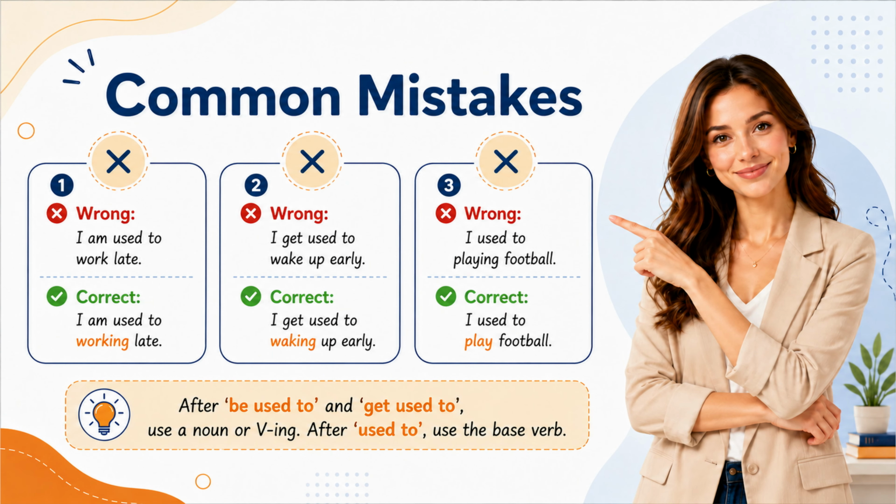Let's look at some common mistakes. The first incorrect sentence is, I am used to work late. This is wrong because after be used to, we need a noun or an ing verb. The correct sentence is, I am used to working late.